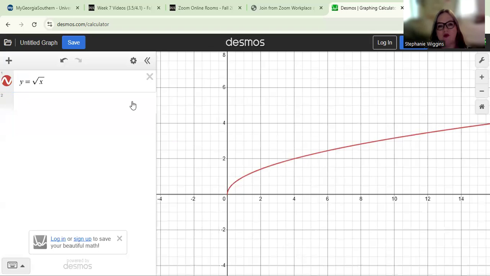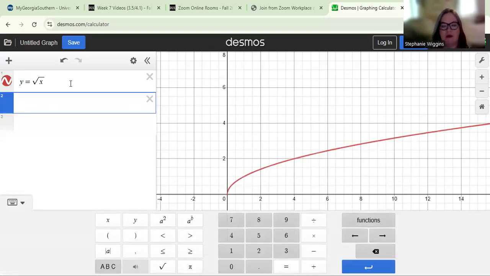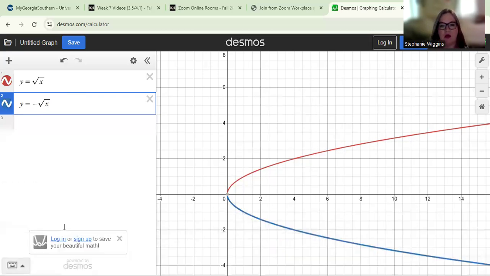Now watch what happens when I put the negative on the outside. We expect it to reflect across the x-axis. So y equals negative square root of x. Okay, so you can see that all the y values that were positive are now negative, and so it gets reflected across the x-axis.